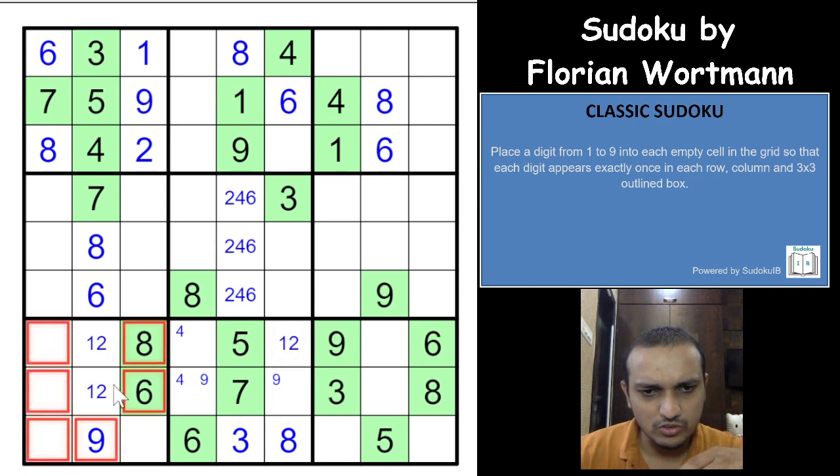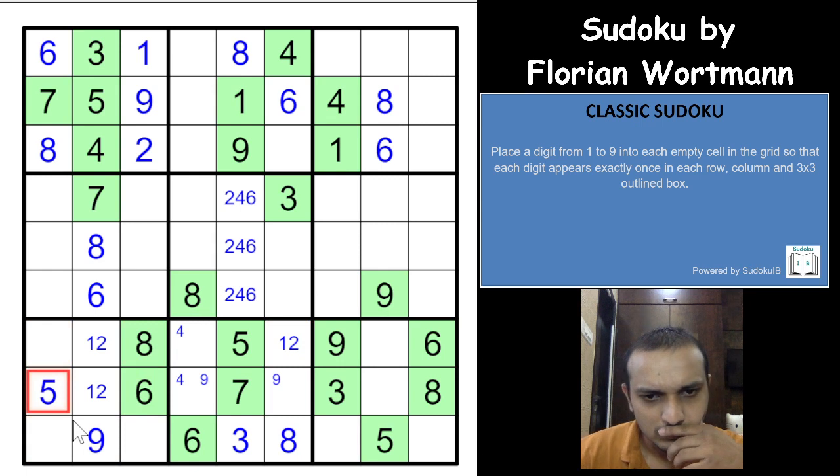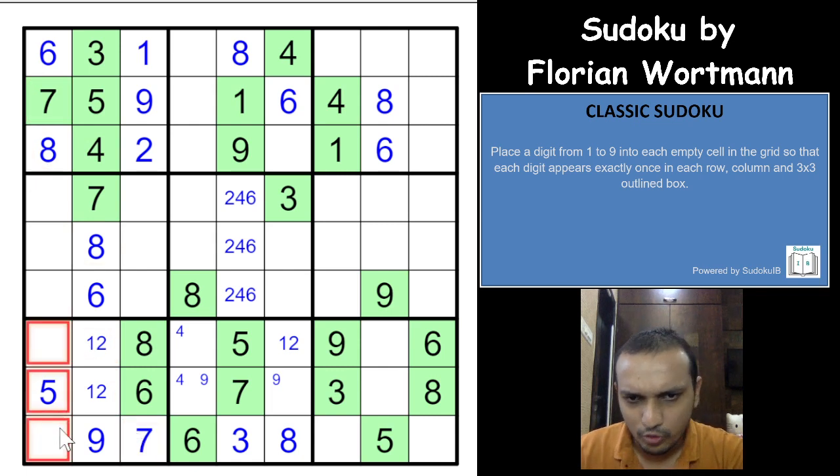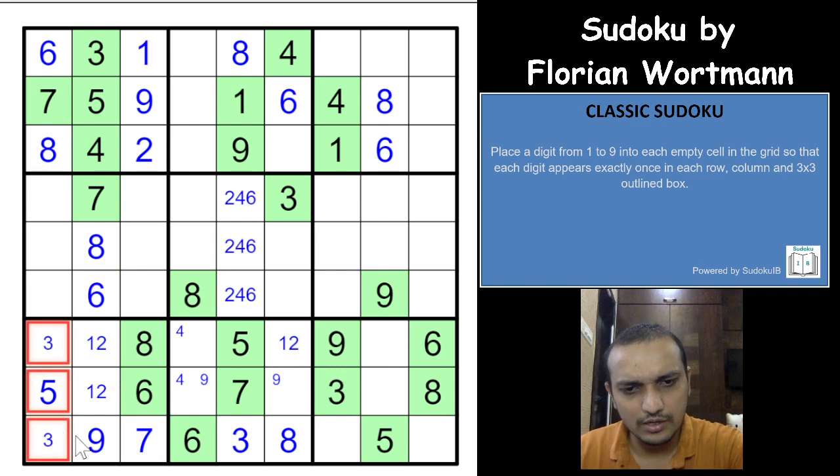Okay. 5 in this box can only be in this cell. 7 in this box can only be in this cell. So these two cells are 4 and 3, 3 and 4, right? So I'll write that here.